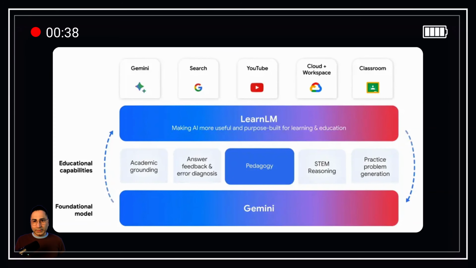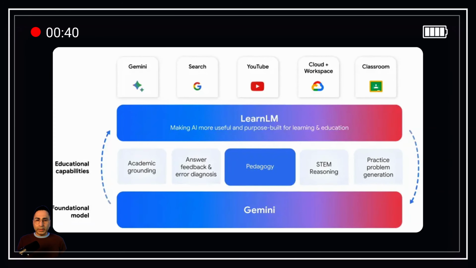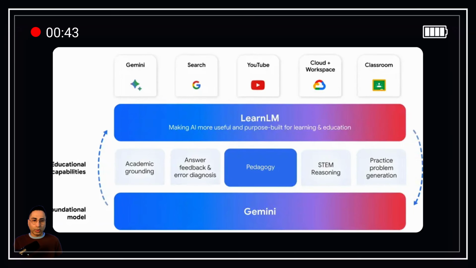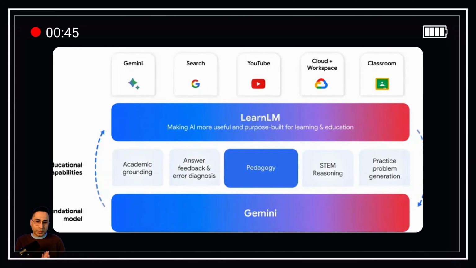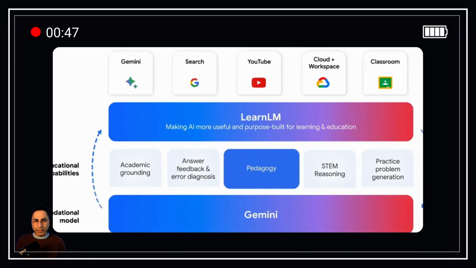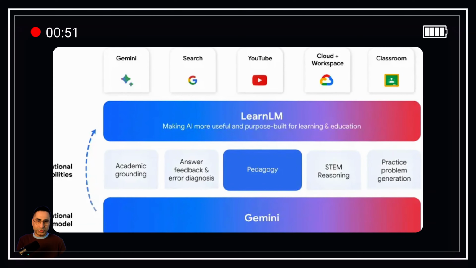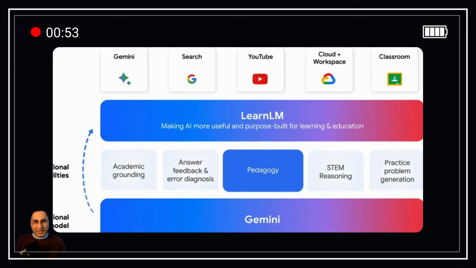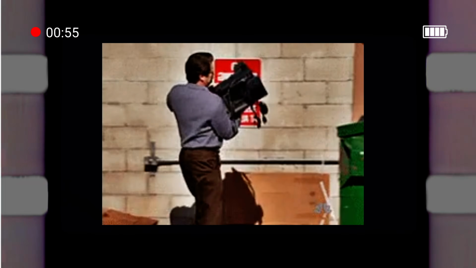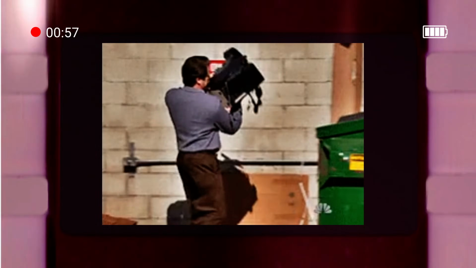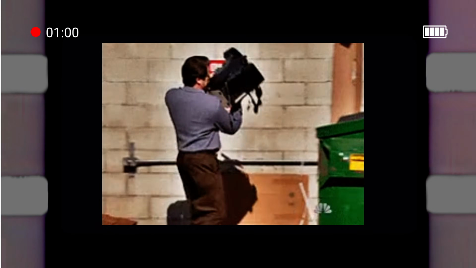So, what exactly is LearnLM? At its core, LearnLM is a new family of AI models from Google that have been specifically fine-tuned for learning. Think of it as a specialized version of the powerful AI model, which is Gemini, but with a PhD in education. Now, you might be thinking, great, another AI. But what makes LearnLM different is how it's designed to teach.